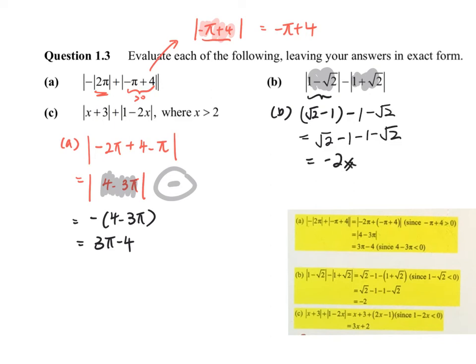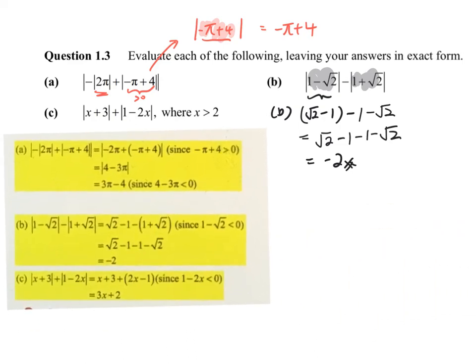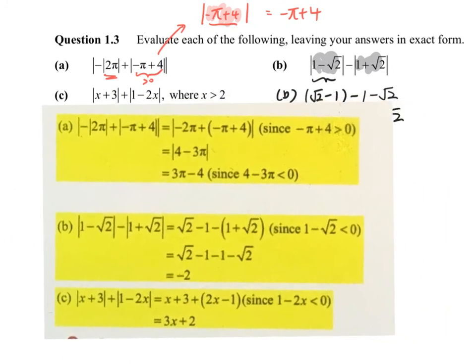Okay, then for C, you just take a careful look. I'll just show you over here. Because they tell you that in this domain x is greater than 2, the modulus of x plus 3 will just be x plus 3 since x is positive. And for 1 minus 2x, because x is greater than 2, you know that 1 minus 2x will be less than 0.